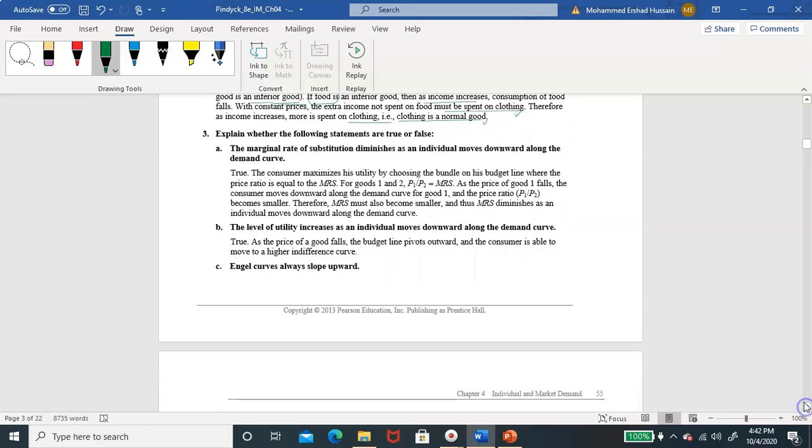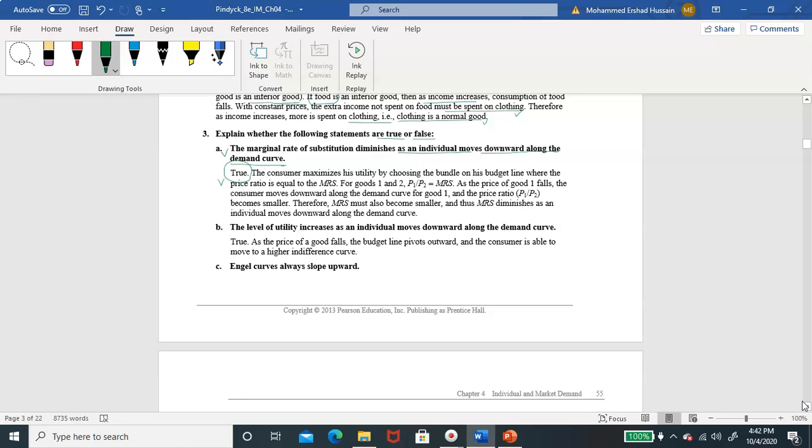Now the next question is what? Explain whether the following statements are true or false. So let us examine. Marginal rate of substitution diminishes as an individual moves downward along the demand curve. Is this true or false? This one, right? True. Why is it true?